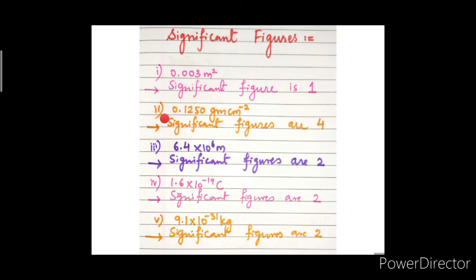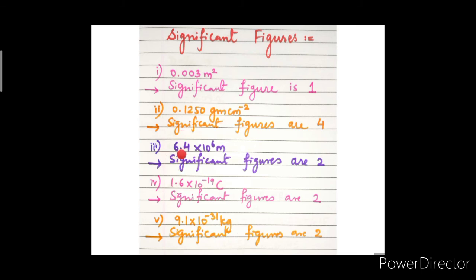In the second example, 0.1250 gram per centimeter square, the non-zero digit starts from 1 and after that 2, 5 and 0. These digits are also considered as significant figures, hence 1, 2, 5, 0. These 4 digits are to be taken as significant figures, hence we have to write significant figures are 4.